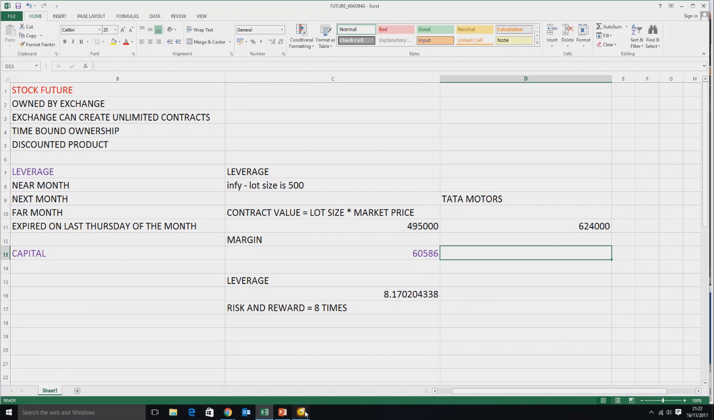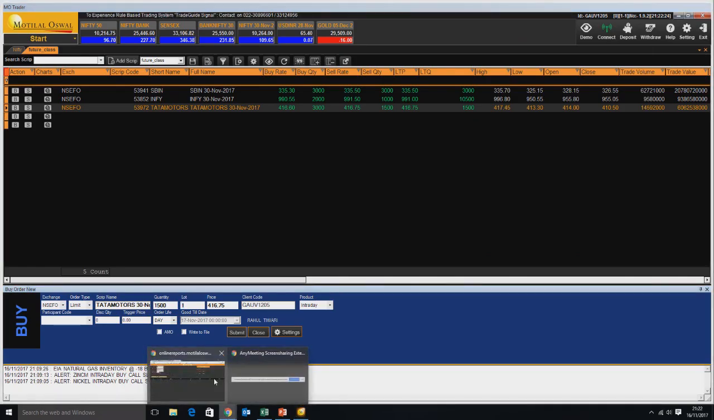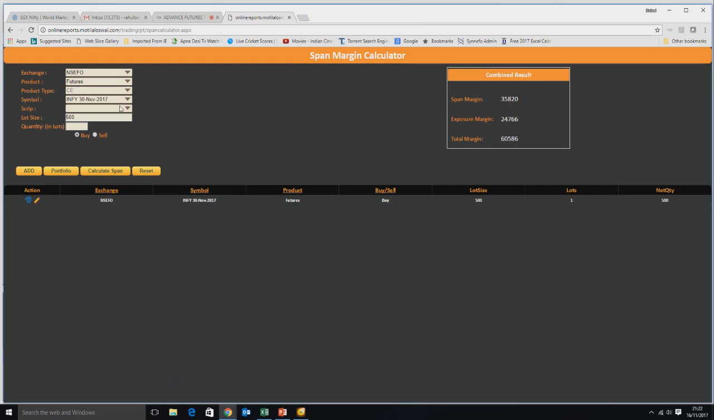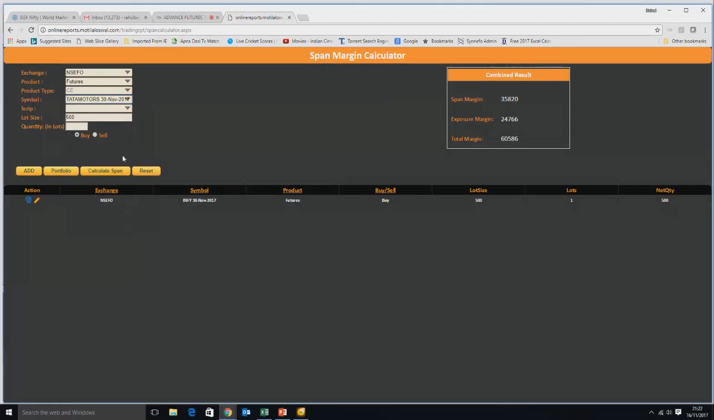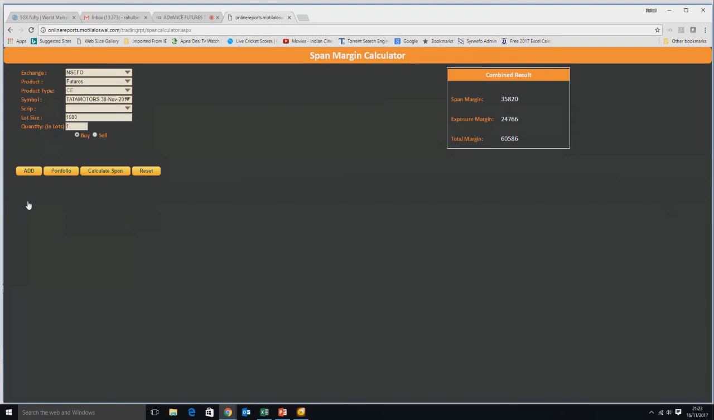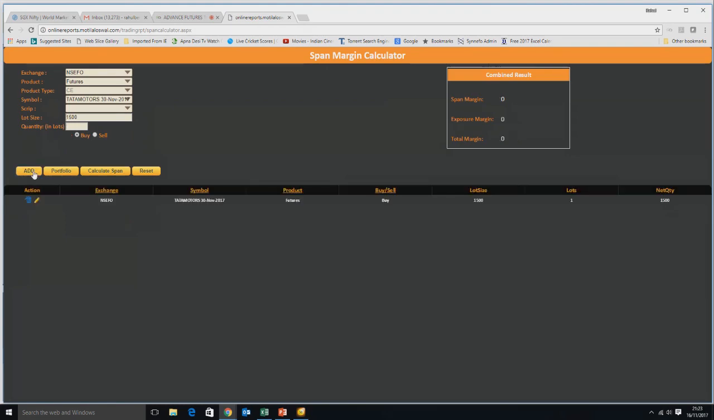So again, I go here and then again I go to my span margin calculator and here I select Tata Motors. Tata Motors November contract. Here I'm also interested in buy. You see by default the lot size has been selected and I just remove this one first and then I add it and then I calculate span.